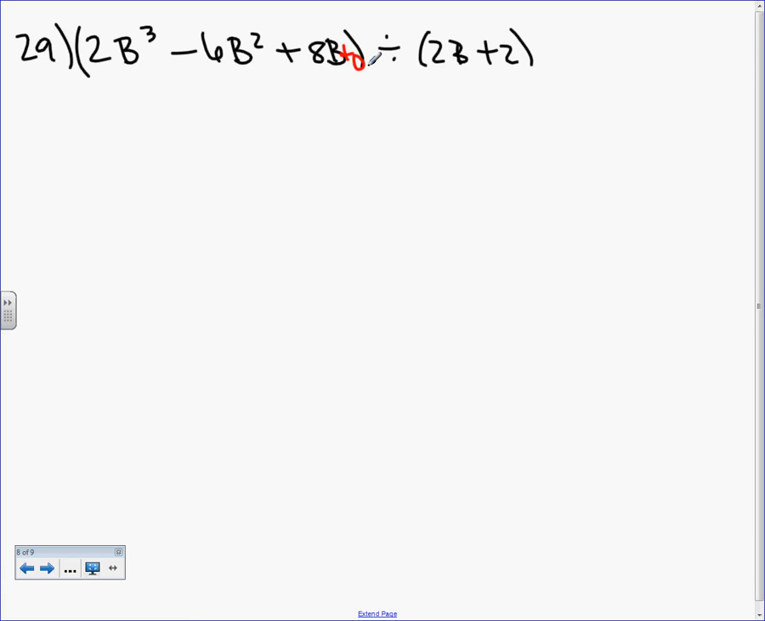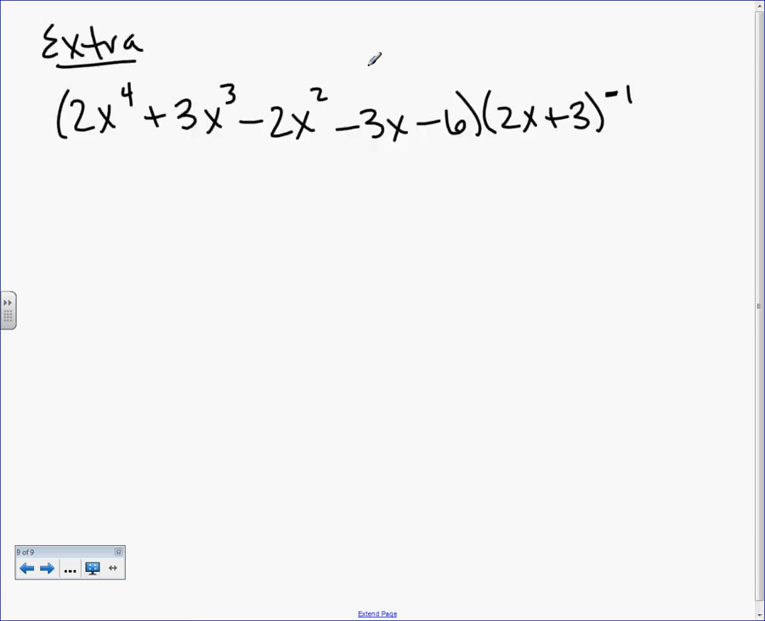So we're not actually going to do that one. We're going to do this one instead. So write this one down. You should have space on the one we skipped. You could just kind of replace it. I did it next to it, but whatever works for you. That says 2x to the 4 plus 3x cubed minus 2x squared minus 3x minus 6 times 2x plus 3 to the negative 1. Make sure you write it correctly.